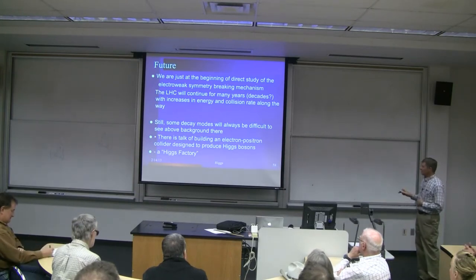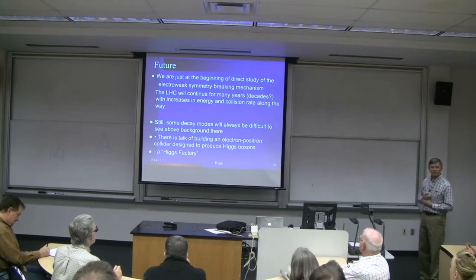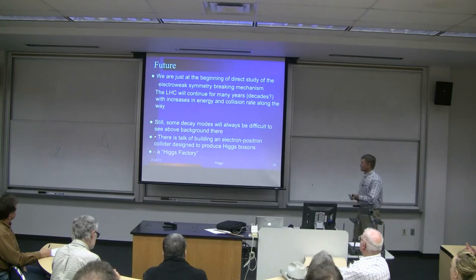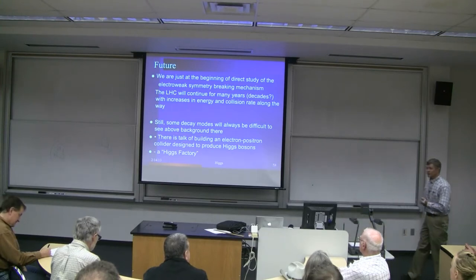There's also talk of building an electron positron collider. There was one planned at Fermilab that would go beyond the site boundary at Fermilab. But again, people didn't want an accelerator near their property. They're worried about radiation. So it's not going to happen in the U.S. It could happen in Japan, could happen in Europe.